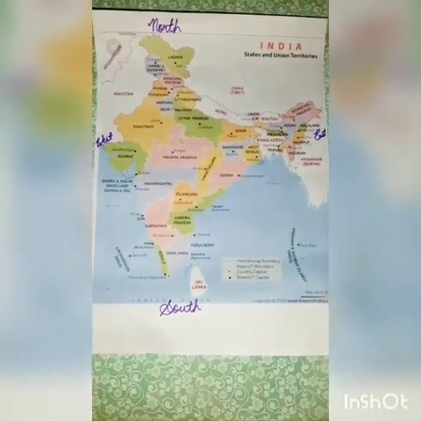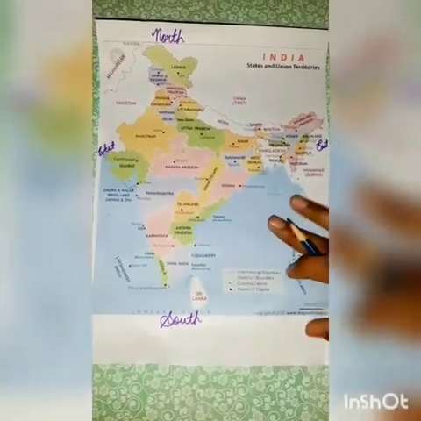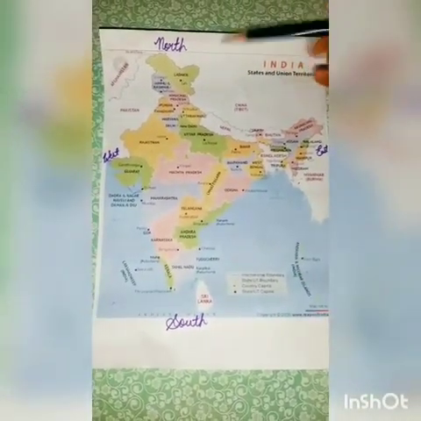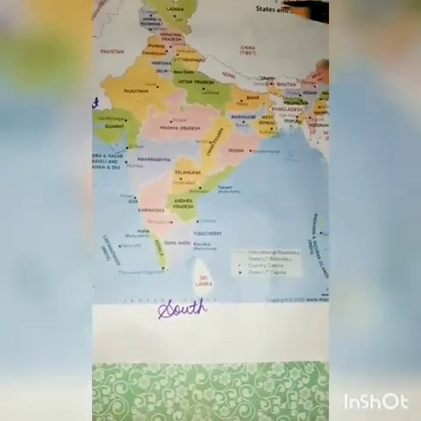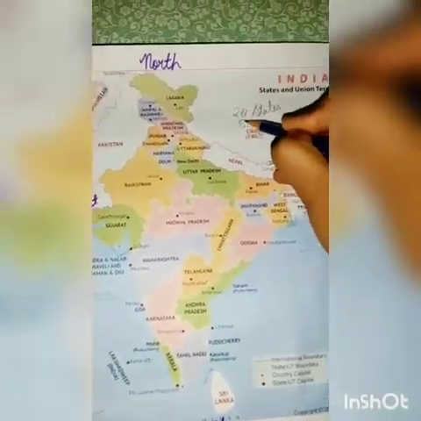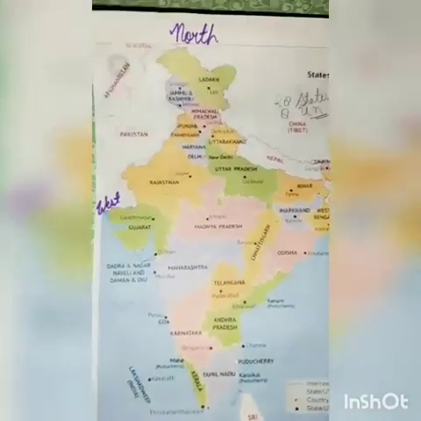In this video, we are going to learn about states and union territories. This is the map of India, a political map. As we know, we have four main directions: north, east, west, and south. We have 28 states and 8 union territories. First of all, we will discuss the states.